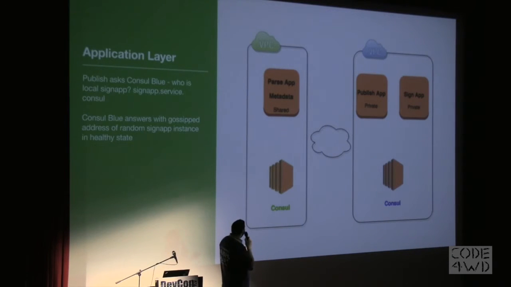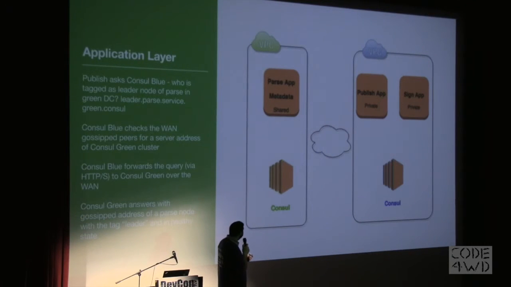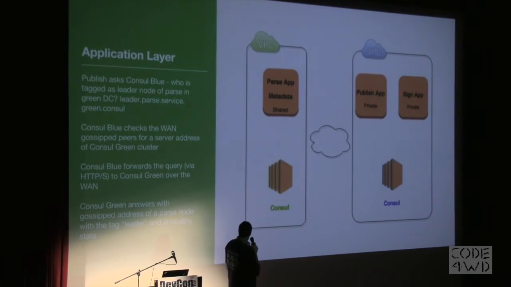What about in the other data center? What if I want to ask about parse app? What's going to happen is the same thing. Publish app is going to talk to its local Console. It's going to ask Console blue, who is parse app in Console green? So Console blue is going to use the WAN gossip pool to find an address of a server who happens to be a server for Console green and say, okay, I have this question from someone in my data center, who is parse app in green? And Console green will answer with an address for parse app. And that's going to happen over the WAN, either with HTTP or HTTPS if you set up encryption.